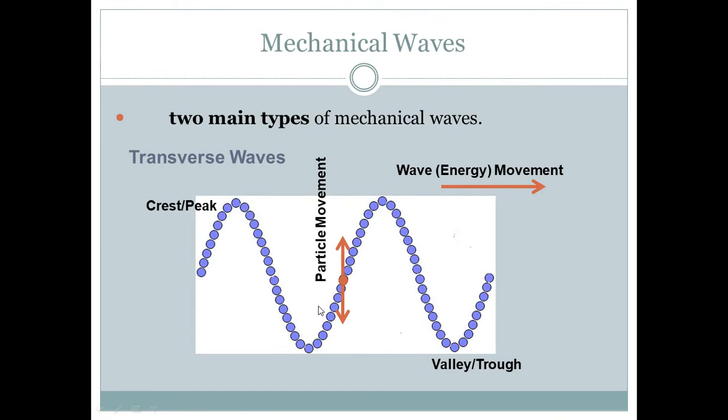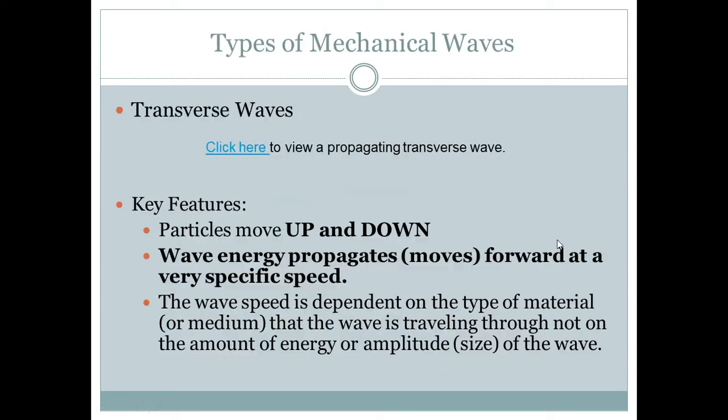This drawing, there's a box on your sheet. Pause this video and draw this in. Show the particle movement in a different color, label a crest or a peak, the valley or the trough, and write in which direction the wave's moving. You could even put a V for the speed. Okay, so key features: particles move up and down, and wave energy propagates, moving forward at a very specific speed.